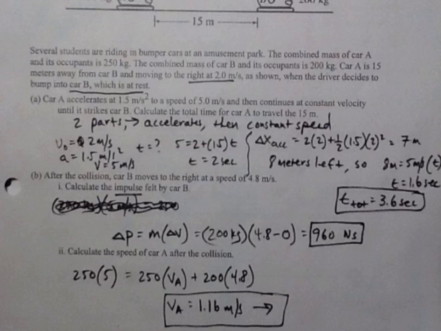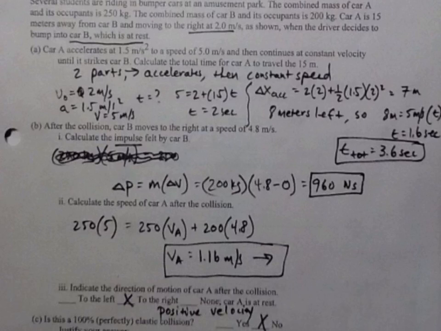For part 2 of B, we want to find the speed of car A after the collision. So this is a conservation of momentum problem. Anytime you're dealing with a collision, you should be thinking conservation of momentum. We know that initially the only thing that is moving is the 250 kilogram car A at 5 meters per second immediately before the collision. So that's the initial momentum. And then after the collision, we know that the 200 kilogram mass moves at 4.8. So we set it up, do a little bit of algebra, and we see that the velocity of car A is 1.16 meters per second.